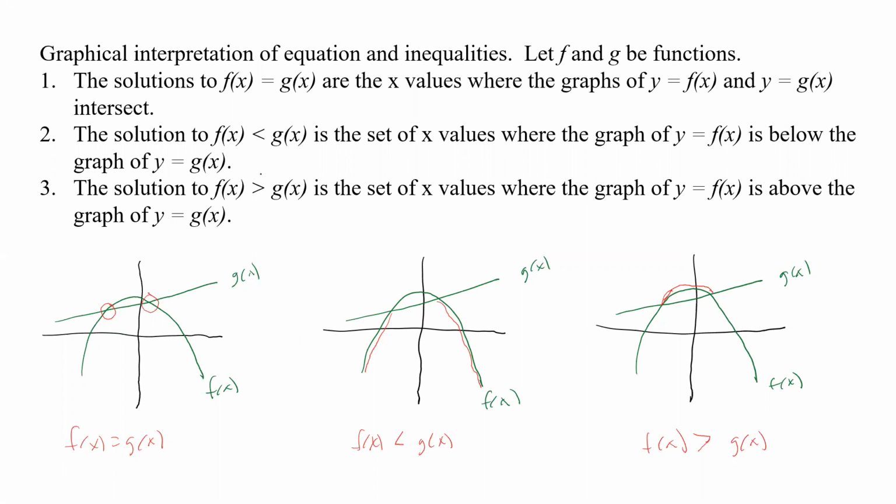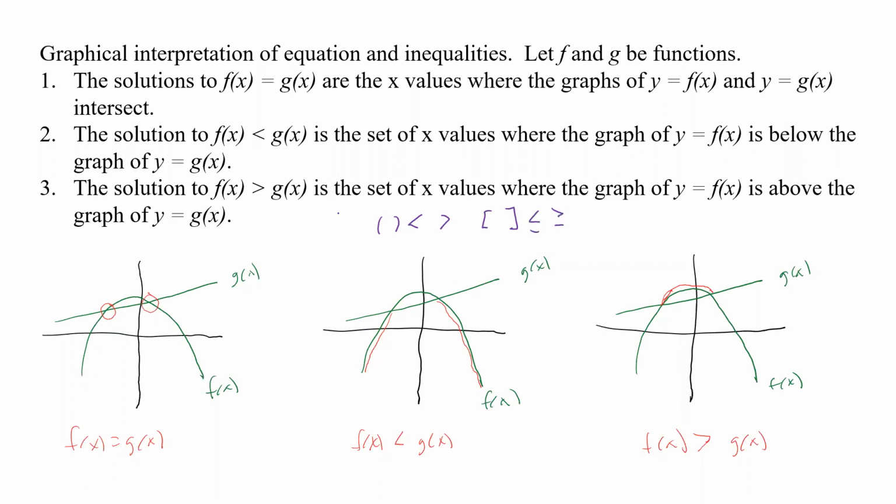Now, it equals that point only if this is equals. It doesn't equal that point if it's not equal to. So you're going to have to use parentheses for less than or greater than, and a bracket if it's less than or equal to or greater than or equal to.